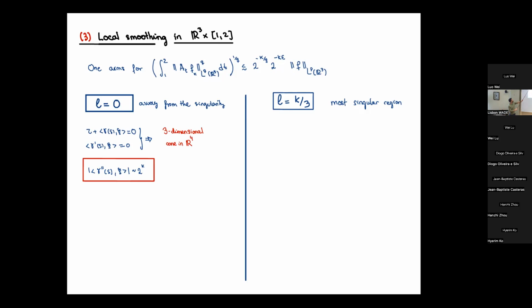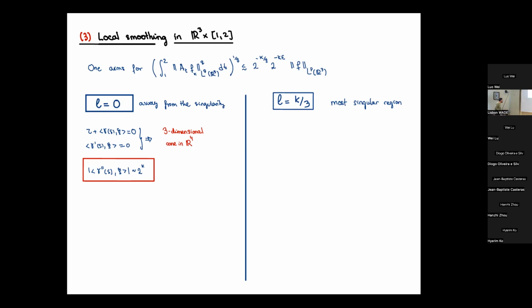Away from the singularity, the second derivative was not vanishing, bounded below by the size of the frequency. So I only have these two equations being equal to 0, and that now gives me a three-dimensional cone in R^4, because we have the time variable, so it's like we've gone up one dimension.